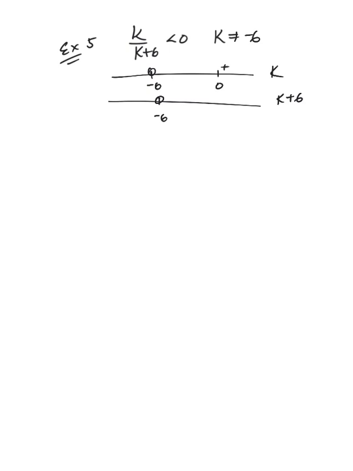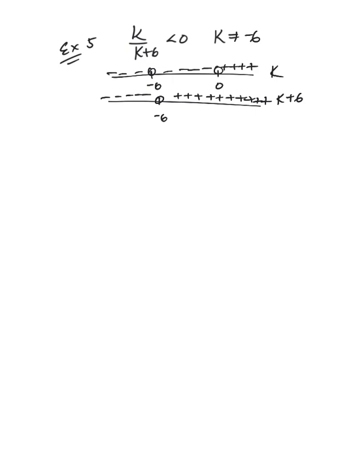For k, when you're to the right of k, those are positive. To the left of k, negative, except for -6. For k plus 6, when you're to the left of -6, negative. When you're to the right of -6, positive. And we know that 0 is not included here.